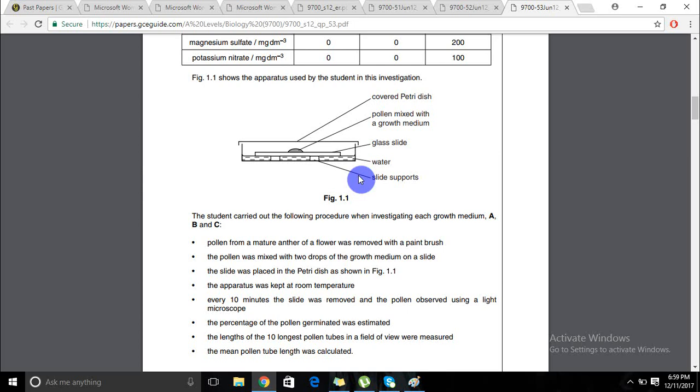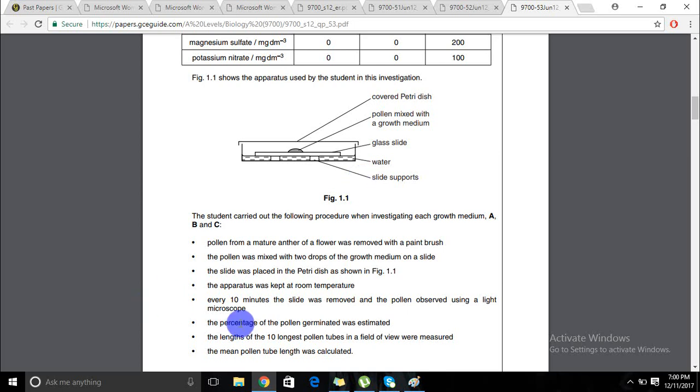So for estimation, you would take 10 different parts of the slide at, say, 400 magnification, and all of the pollen that are visible, you just count all of them up, and then you count the ones that have germinated or shown visible signs of germination. Say the pollen tube is visible, and you divide those from the total, and you do that a couple of times, and you choose the part of the slide that you're investigating randomly, and then you get a mean.